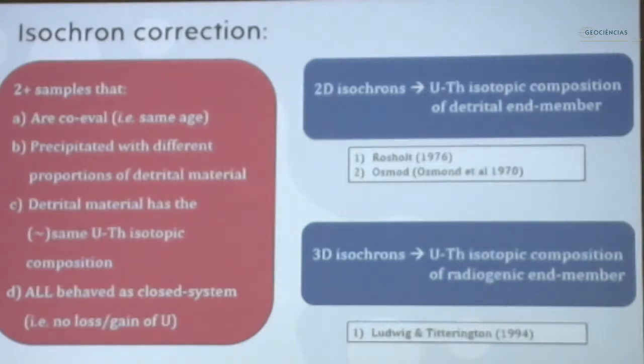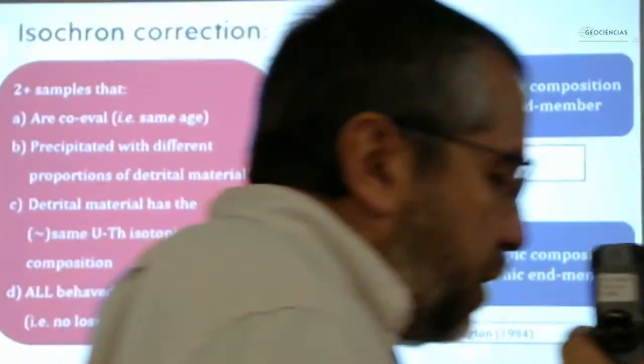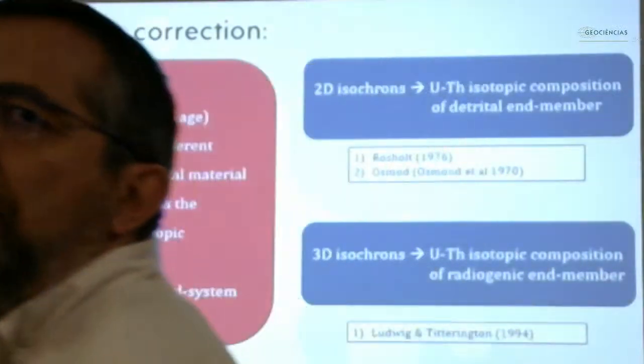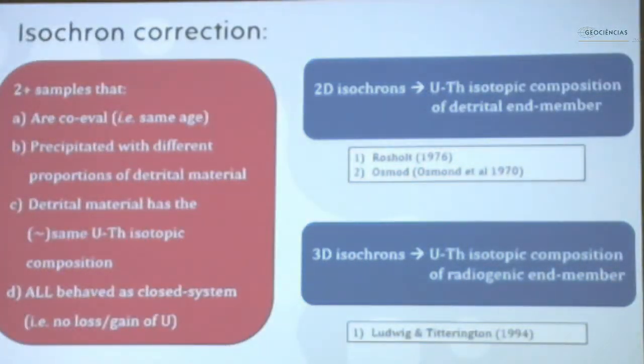How do we do it? We need to have two or more samples that are coeval, basically meaning that they're around the same age, that precipitated with different proportions of detrital material. And we also need to make sure that the isotopic composition of the detrital material remains constant, and very important, that all the samples behave as a closed system. That basically means that there is no loss of uranium or gain of uranium once the system crystallizes.